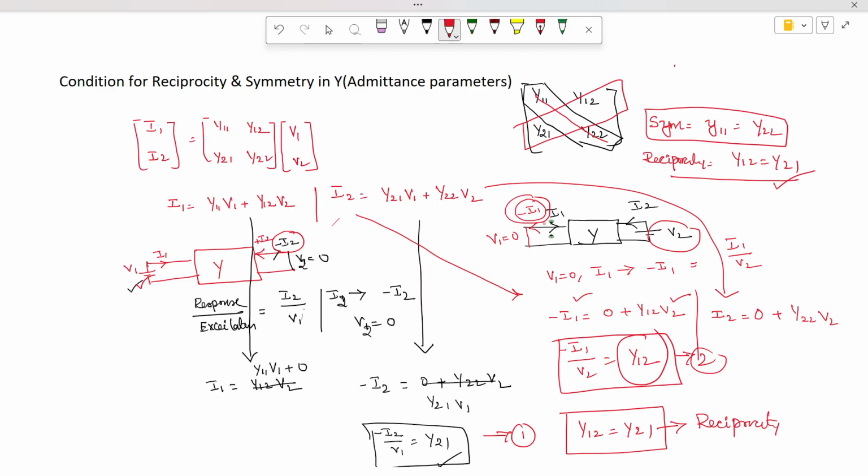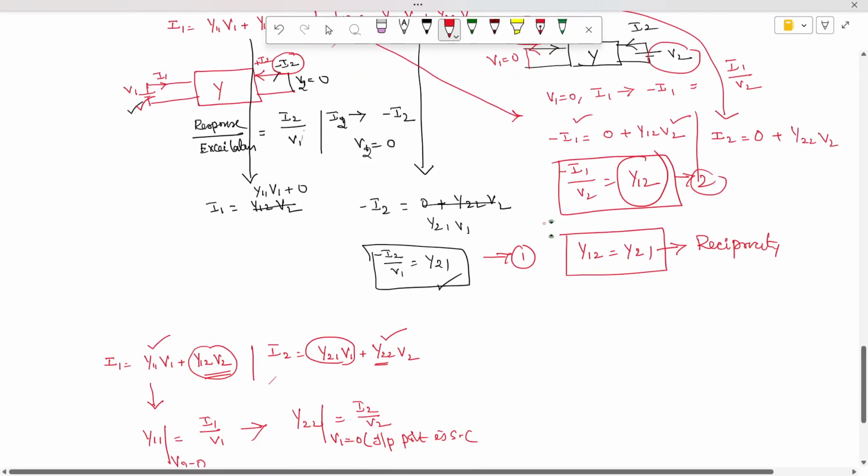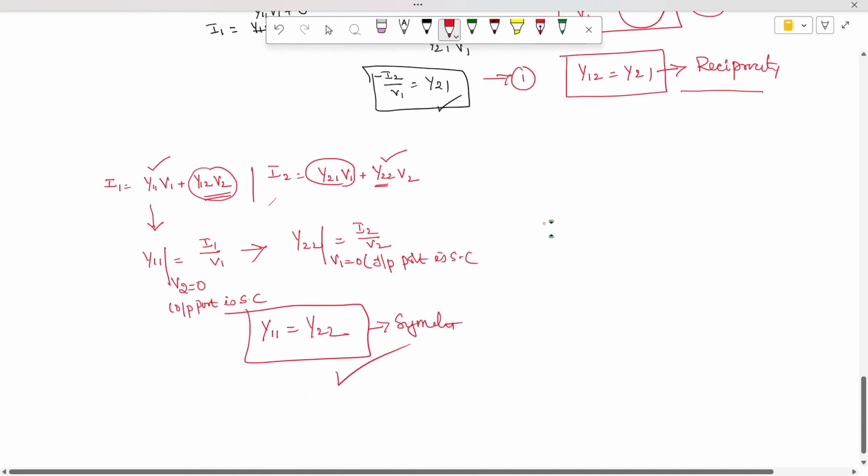Symmetrical means, if you take a square paper and fold it into two halves, the area occupied by the first half is equal to the area occupied by the second half, then I can call this a symmetrical paper. The same is also done here. So successfully we got the condition for reciprocity and the condition for symmetry.